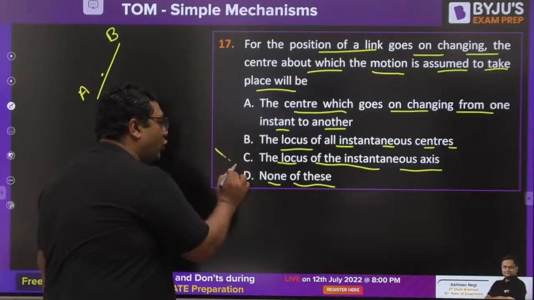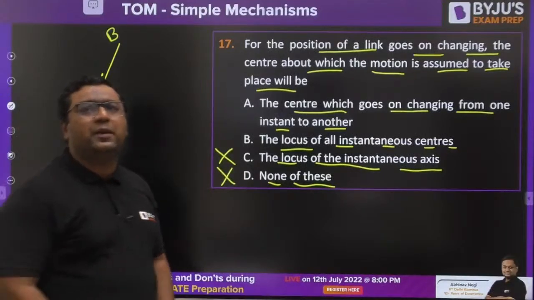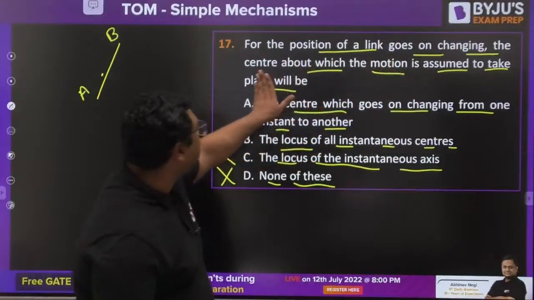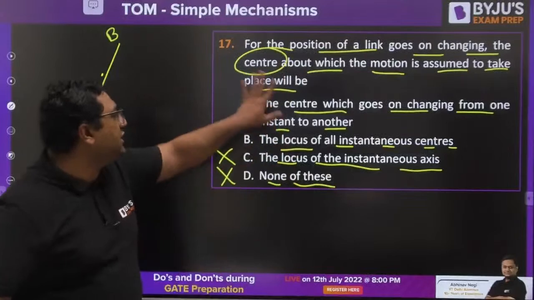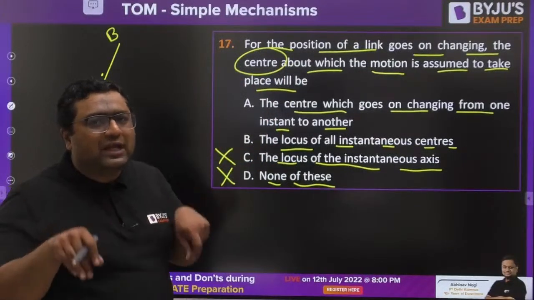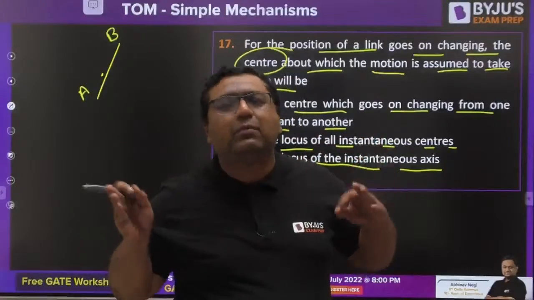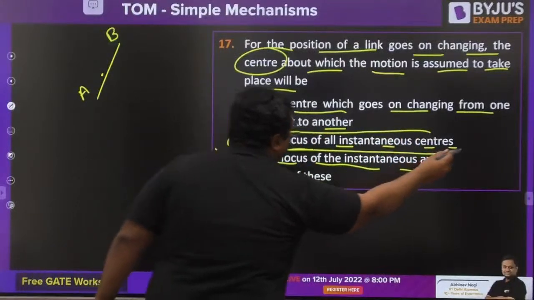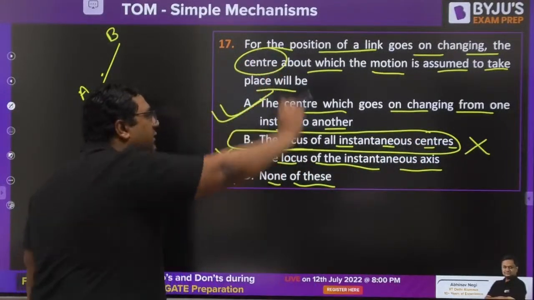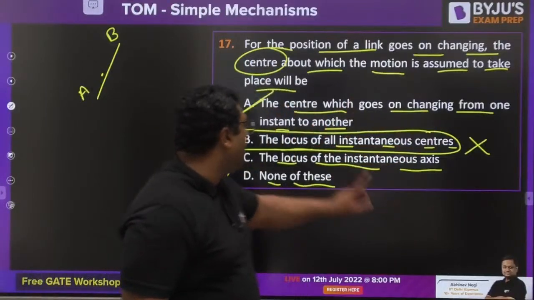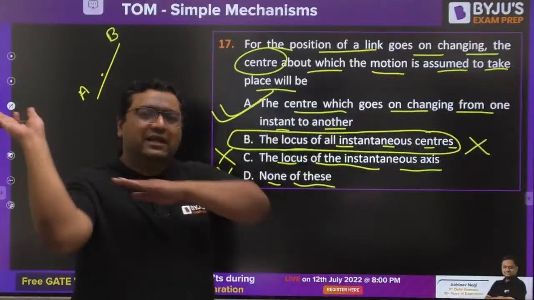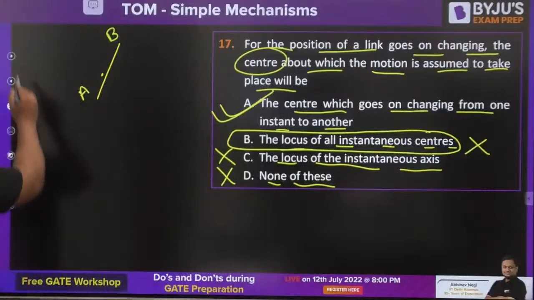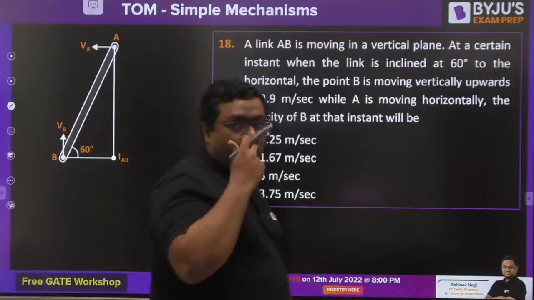So guys, first of all, it cannot be C and D. The confusion should be between A and B only. So my dear, they are saying that for the position of a link goes on changing, the center about which the motion is assumed to take place. So they are talking about only that center. They are not talking about the motion of that center. So motion of that center is the locus of I center. So this is not correct. They are talking about the point. So the center which goes on changing from one instant to other. So if link is changing, the point is also changing. That is I center of rotation. Okay, A is the answer. It was slightly confusing, no doubt.